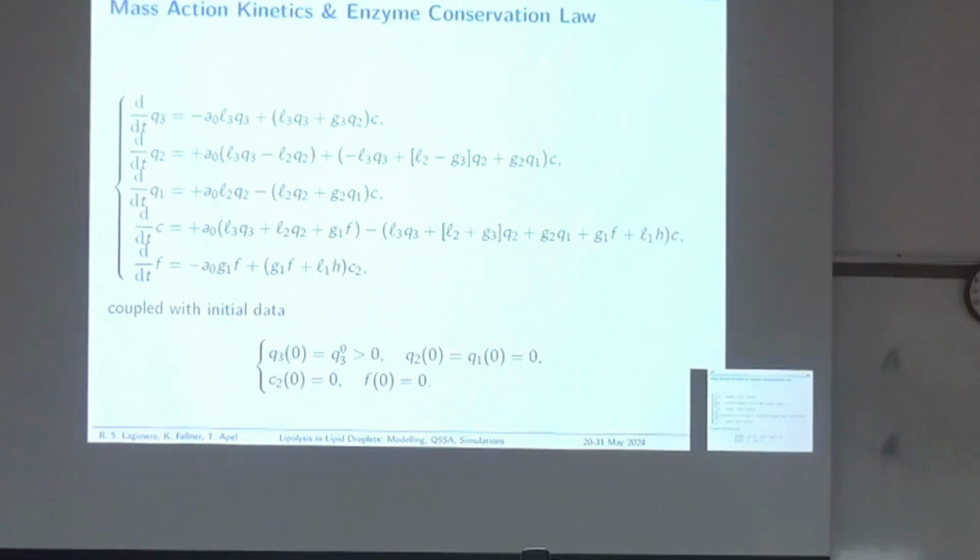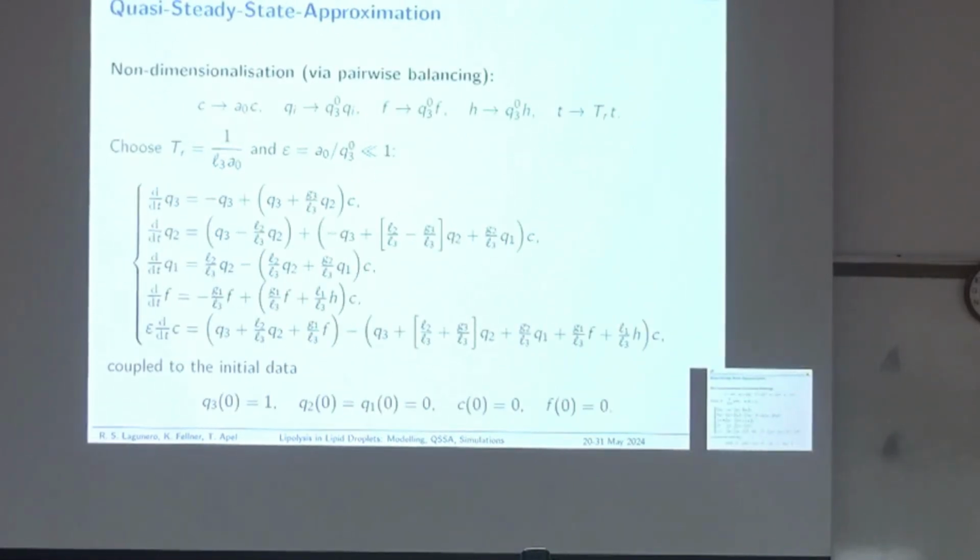And so what we do then is to follow how Kelly's method was done. We use the enzyme conservation law to arrive at these five ODEs for the substrates, complex, and the fatty acids. Okay. Now we proceed with the quasi-steady-state approximation.